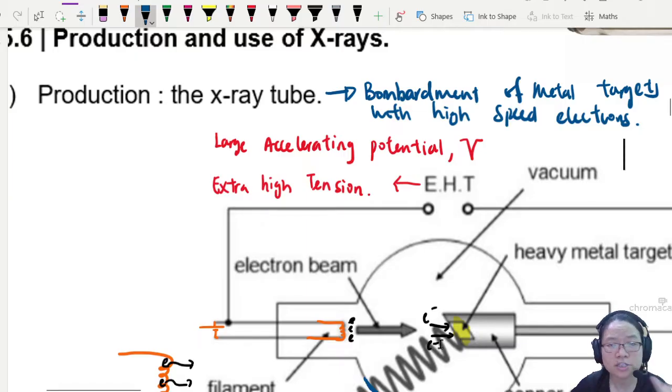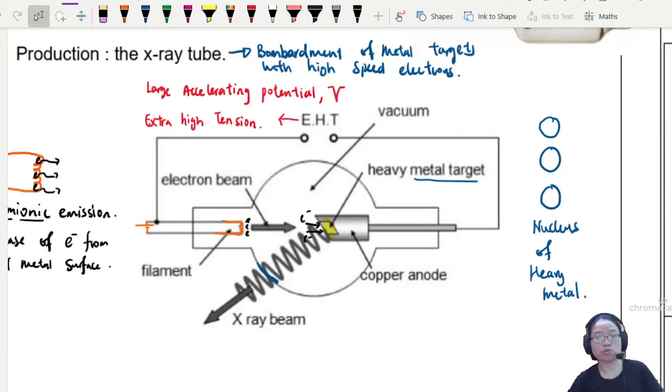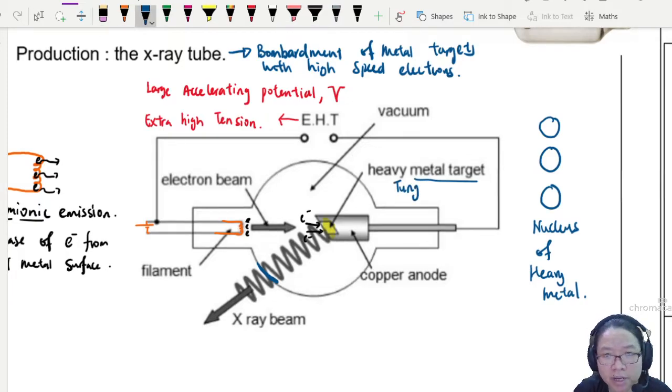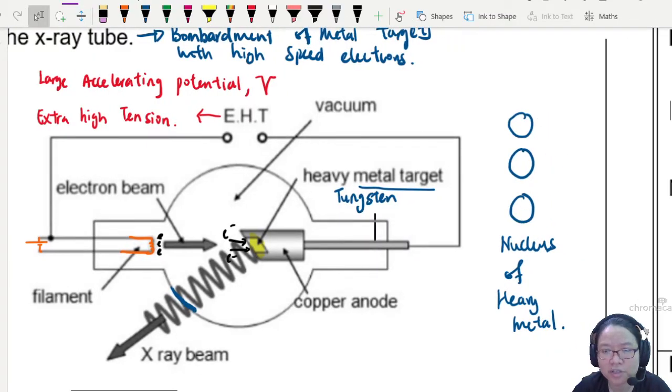So let us look at what happens inside the metal target. All right, so now we zoom in into the heavy metal target. And the heavy metal target that we are using is called tungsten most of the time. Okay, these are just extra details. So this tungsten, this is the nucleus of your heavy metal.